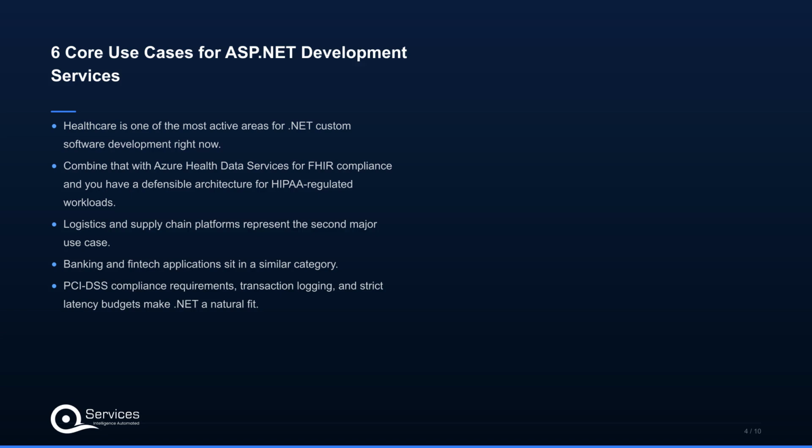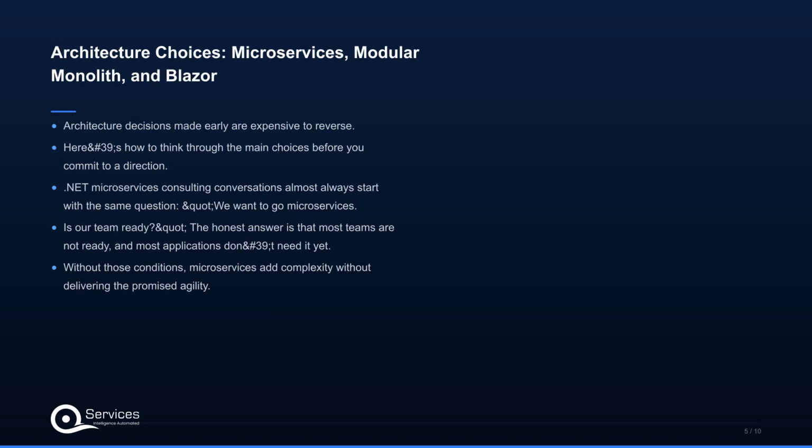Supply chain visibility is a growing pain point for mid-size companies in 2026, and .NET's performance characteristics matter when you're processing tens of thousands of shipment events per hour. Banking and fintech applications sit in a similar category. PCI DSS compliance requirements, transaction logging, and strict latency budgets make .NET a natural fit. The framework's mature libraries for cryptography, secure token handling, and structured audit logging reduce compliance surface area compared to lighter alternatives.